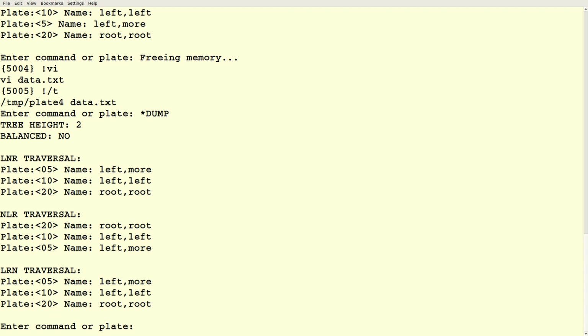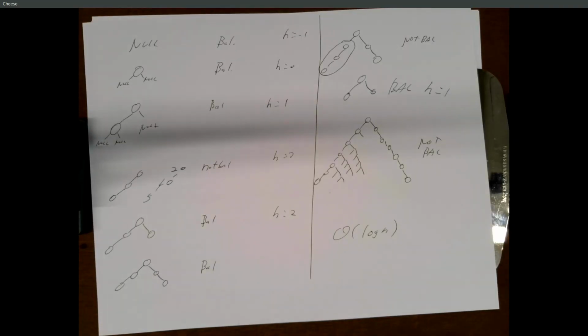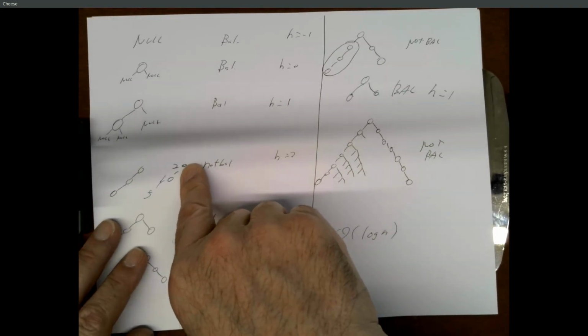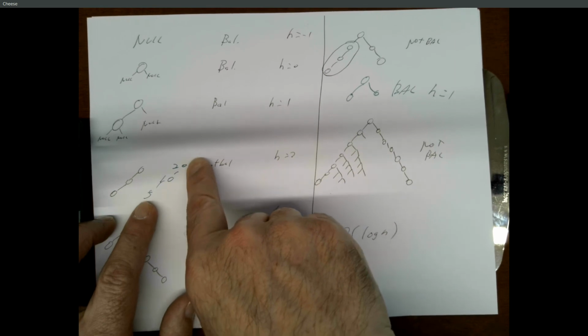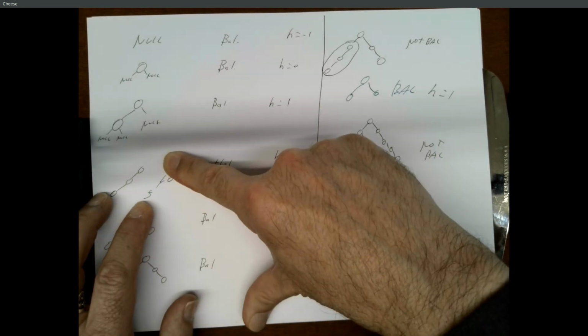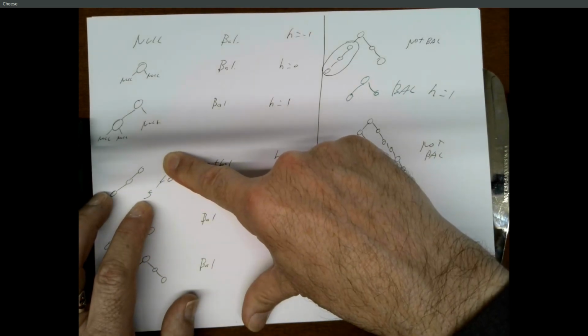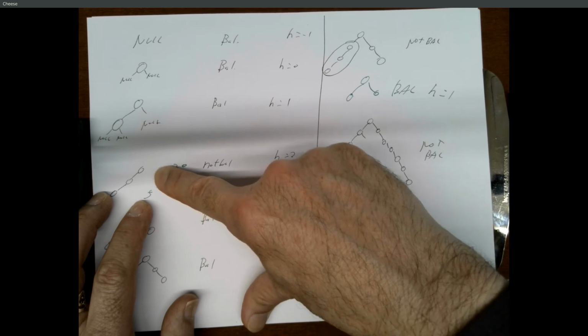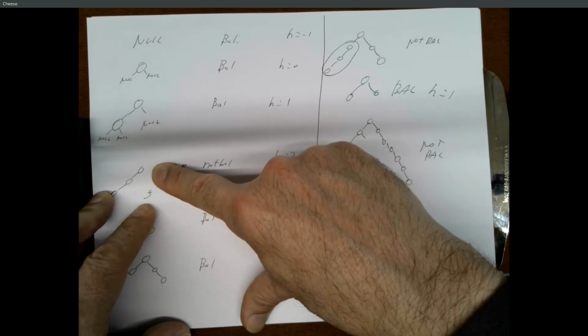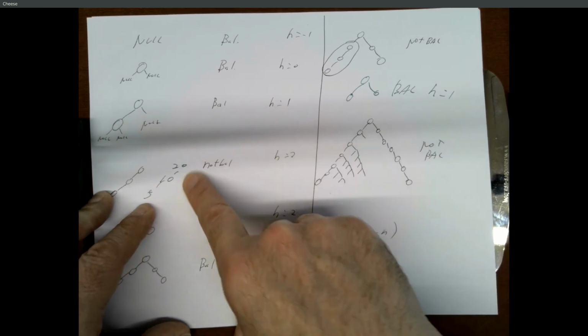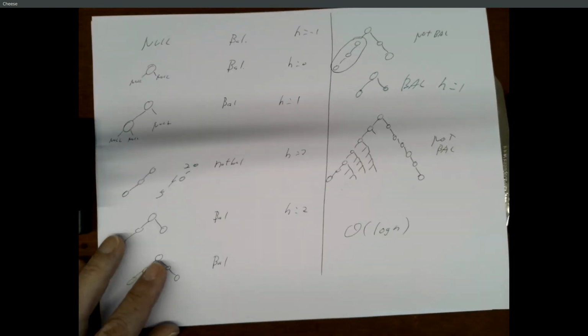Okay. So the tree has a height of 2, it's not balanced. The in-order traversal is 5, 10, 20 as we expect. The NLR is 20, 10, 5. Why? Because we're saying first visit the node and then go to the left. So we print the 20. Now we traverse this tree in node left right, which means print the node, which is 10, and then traverse the left subtree in node left right, which is a 5. So we get a 20, 10, 5.